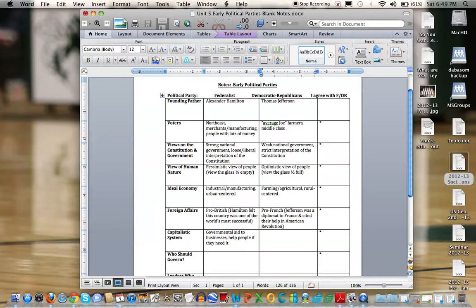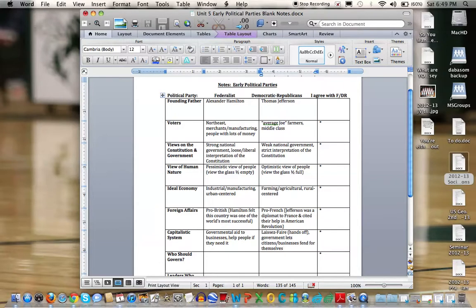In other words, the government tends to lend a helping hand, whereas Jefferson and the Democratic Republicans believed in what we call laissez-faire, which means a hands-off approach to helping businesses or to helping people. Basically all laissez-faire means is that the government lets citizens and businesses, for that matter, basically fend for themselves. In other words, if your business goes out, that's just the way things work.